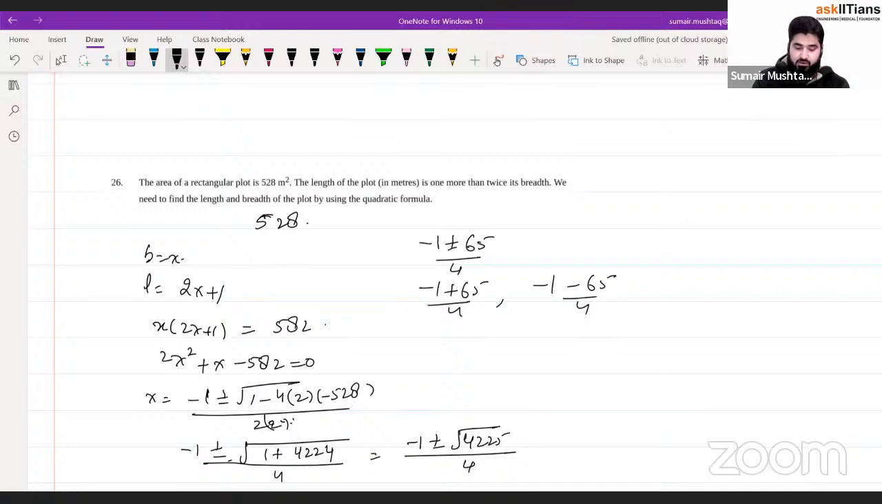Obviously, the negative value will not work because that is the breadth. And this is 64 divided by 4, that is 16. So 16 is the breadth. Fine. Is that thing clear?